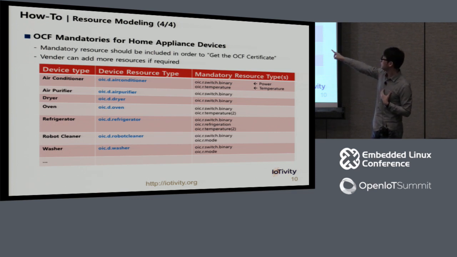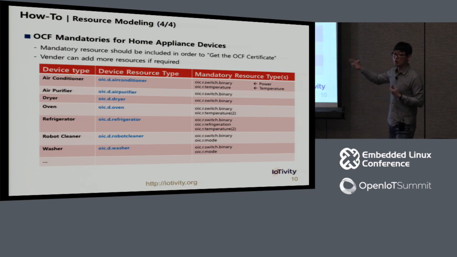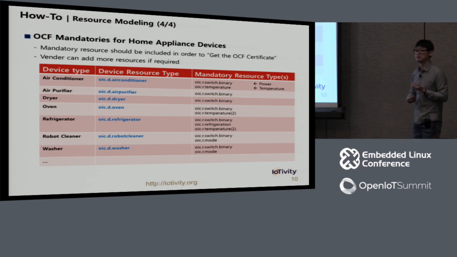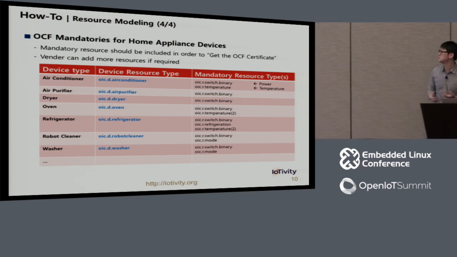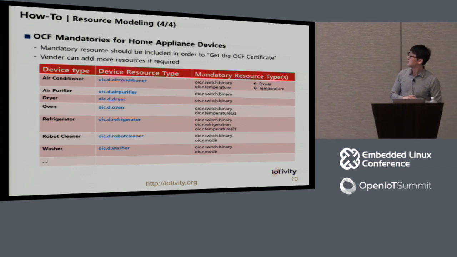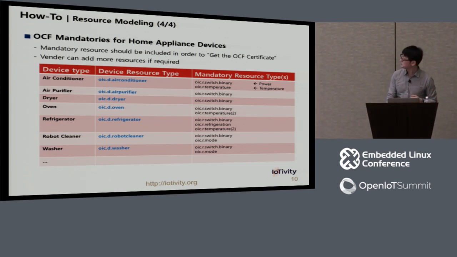If you look at the oven, it should have switch binary so that you could control the power of the oven. And it should also have temperature. Two different resources with the same oic.r.temperature resource type: one to get the current temperature data, the other one to control the temperature. So that's mandated in the OIC.